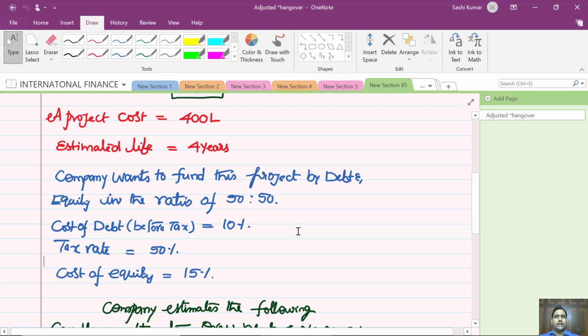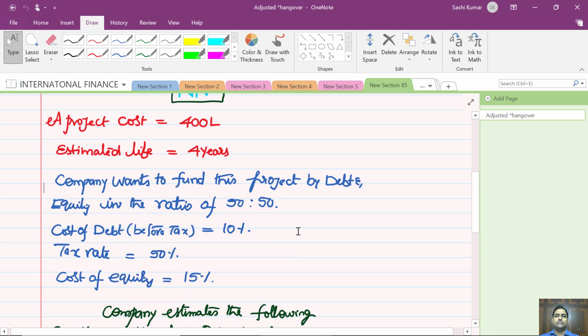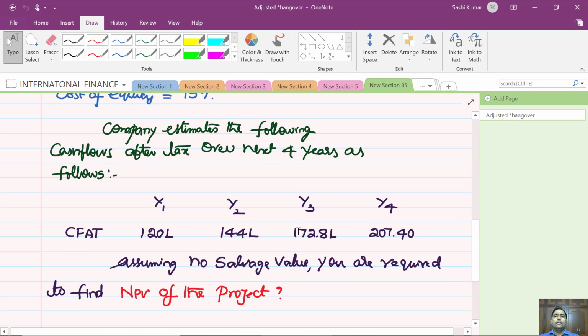if I make a 400 lakhs investment in this project, the company expects the following cash flows after tax over the next 4 years. In the first year, they are anticipating 120 lakhs cash profit. Second year, 144 lakhs, 172.8 lakhs in the third year, and in the fourth year, 207.4 lakhs. These are all future economic benefits.